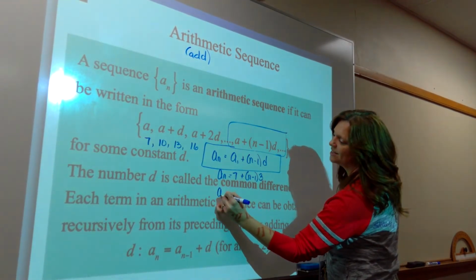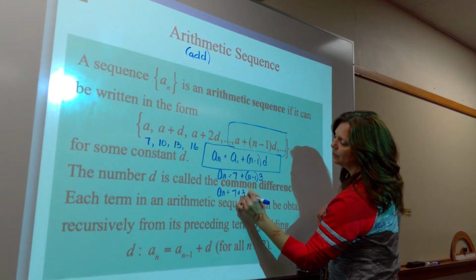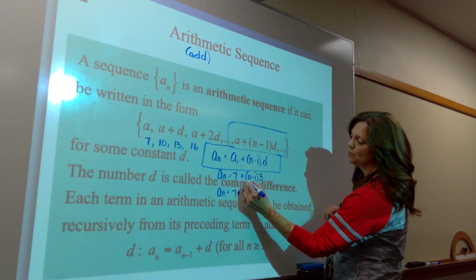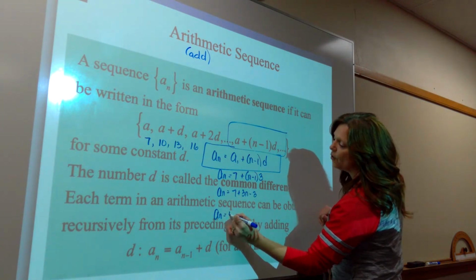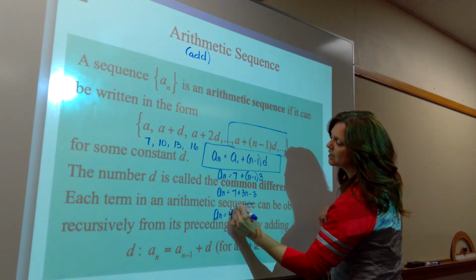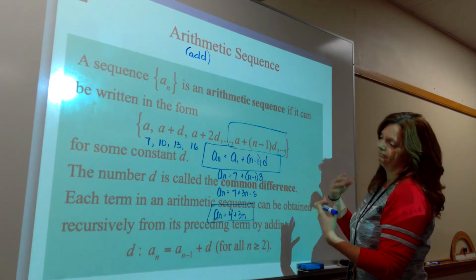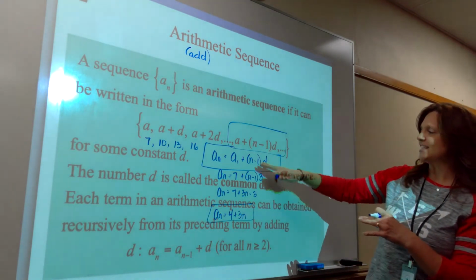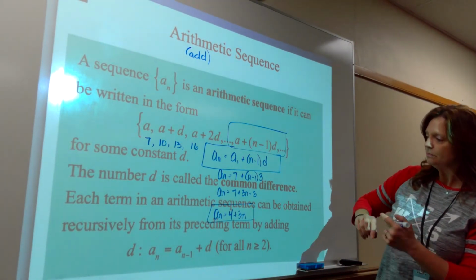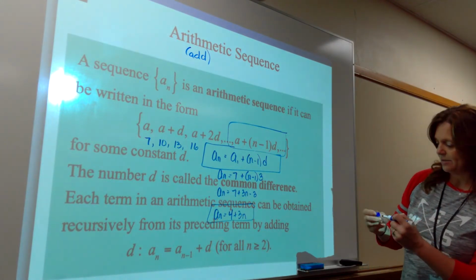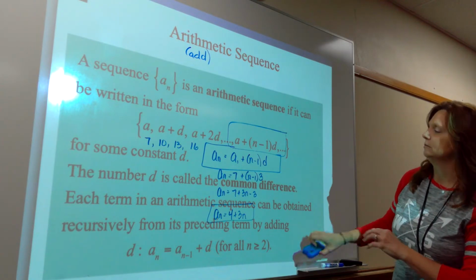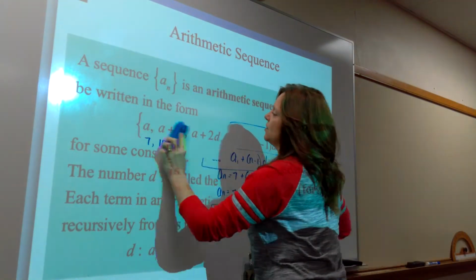Okay, so if I simplify that, 3n minus 3 by distributing, I would get the equation 4 plus 3n. So just another simplified rule, but it gives us that same value as this one would. This is the recursive rule down here. We're not worried about that this year. Okay, so that is arithmetic.